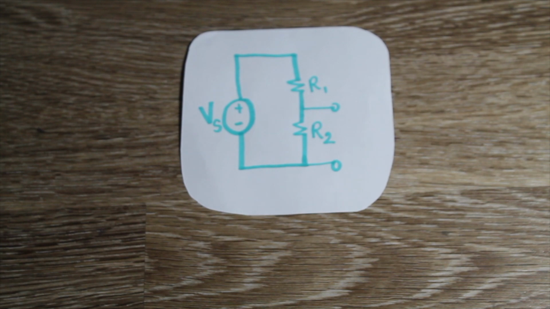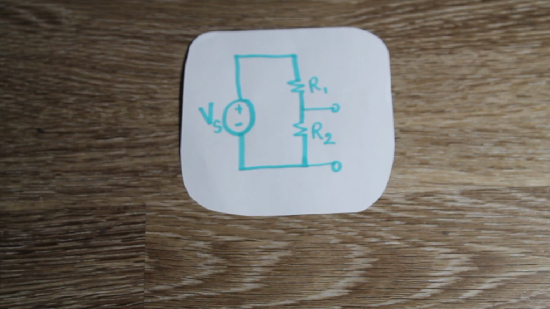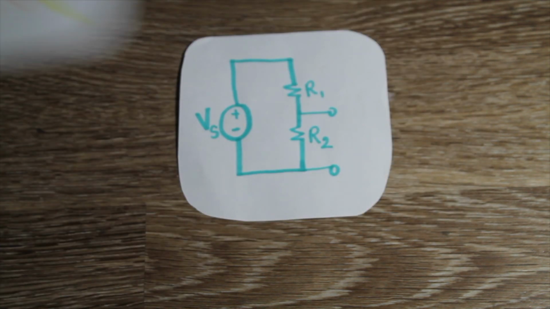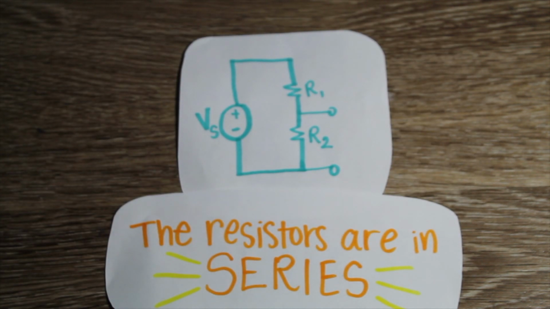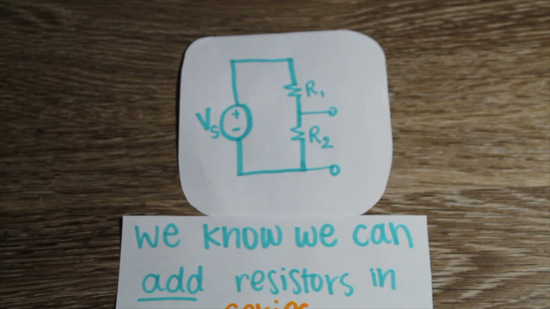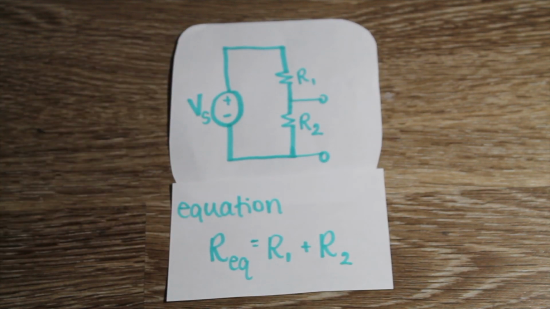This is going to be our voltage divider circuit. We notice that there's a voltage source and two resistors. When we see a circuit like this, we should notice that the resistors are in series. We know we can add resistors that are in series: REQ equals R1 plus R2.